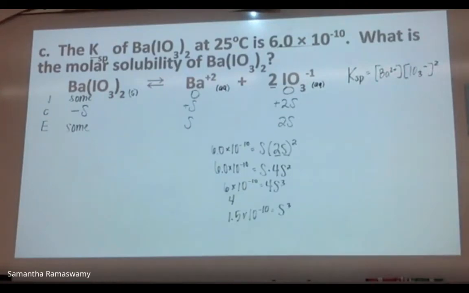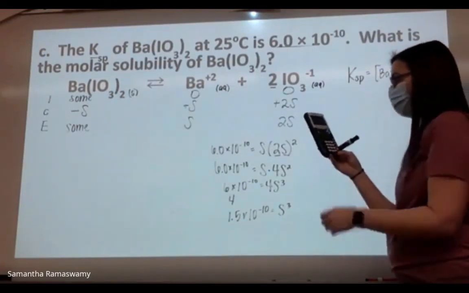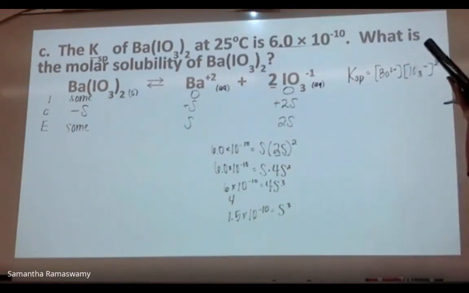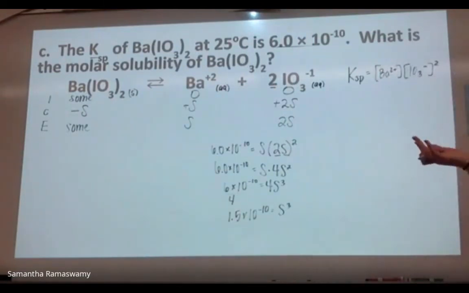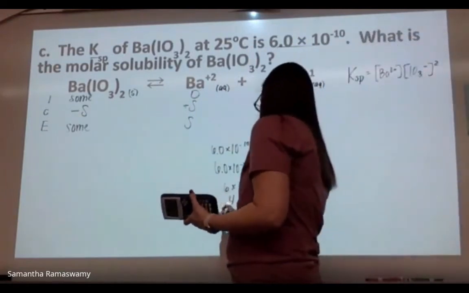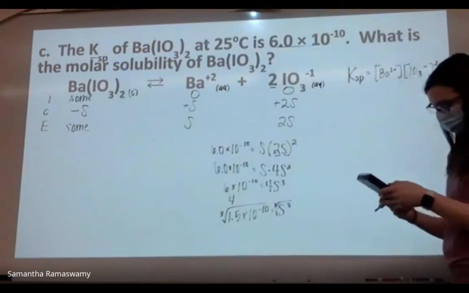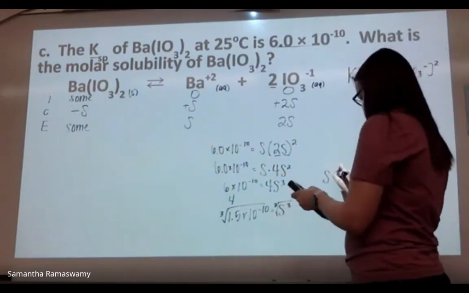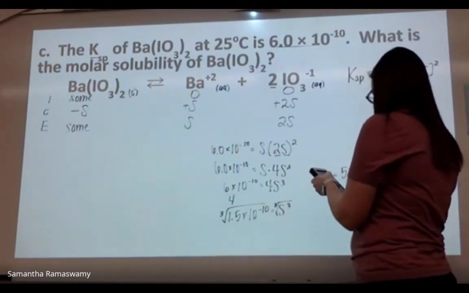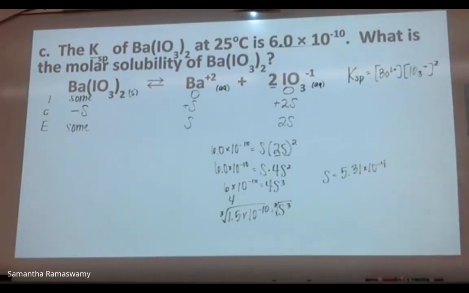So I think if you have a graphing calculator, you can hit math 4, which is cubed root. Or you could take it to the 1/3 power. That's also cubed root. All right, so we would take it to the cubed root. Cubed root of 1.5 times 10 to the negative 10 is 5.31 times 10 to the negative 4th. Right, and this is labeled S, which tells me this is my solubility.